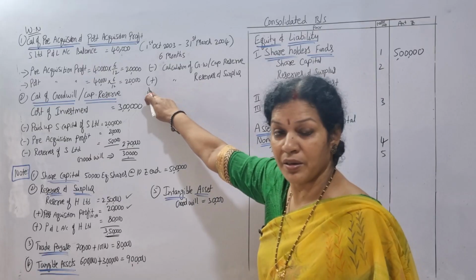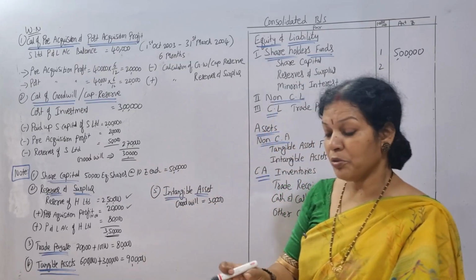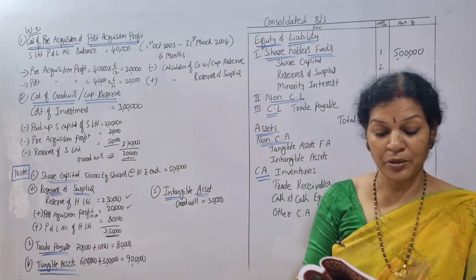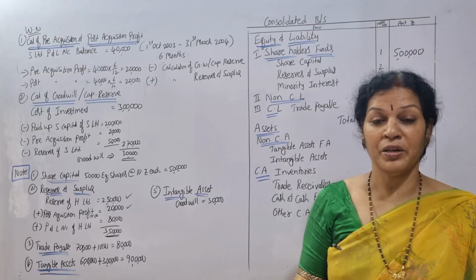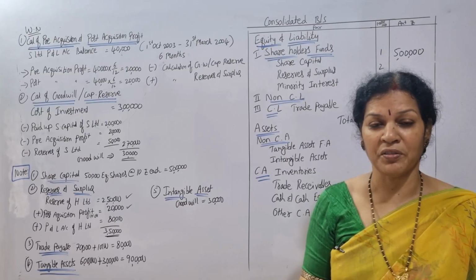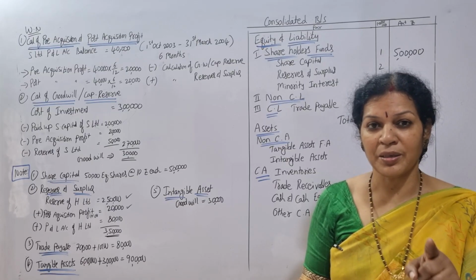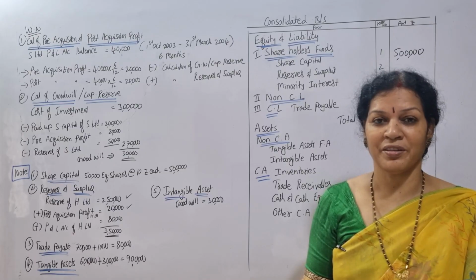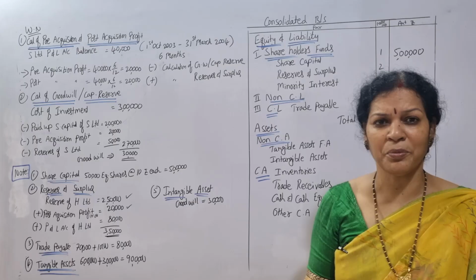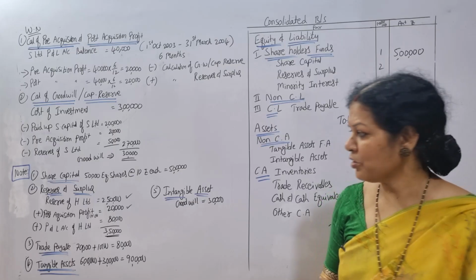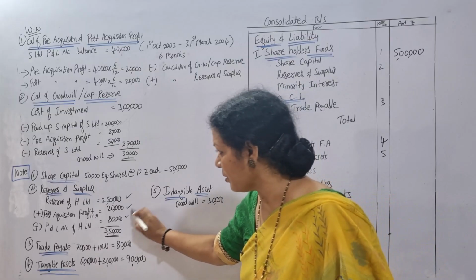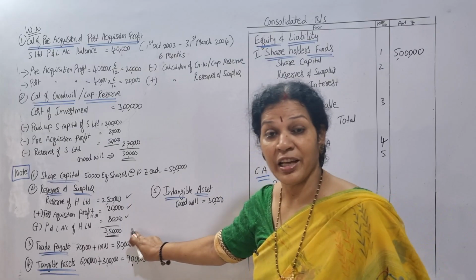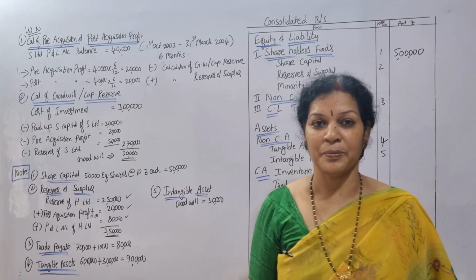This one is added, and also there is a profit and loss account of 80,000 given. Which company? H Limited, the holding company. This 80,000 is the company's profit, added to the reserves and surplus, right? So I have added the profit and loss account of H Limited 80,000. Altogether we are getting 3,50,000 reserves and surplus.